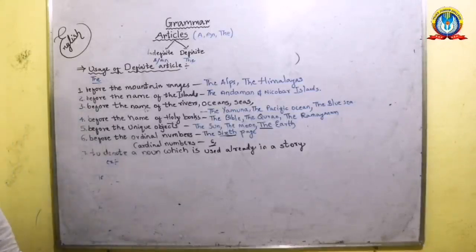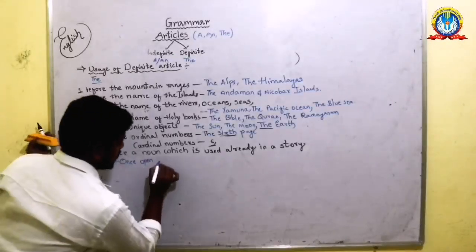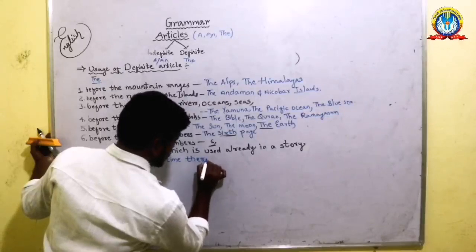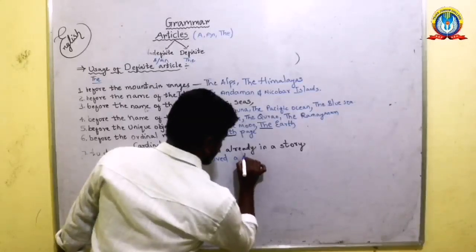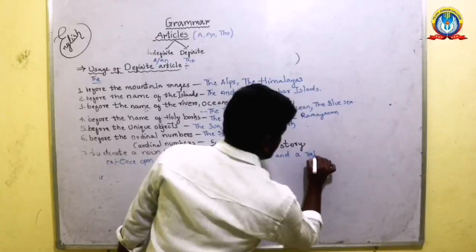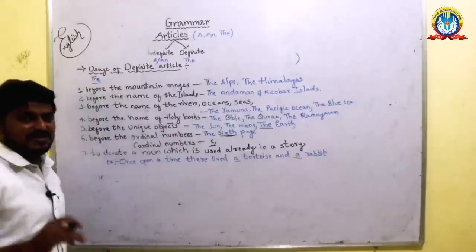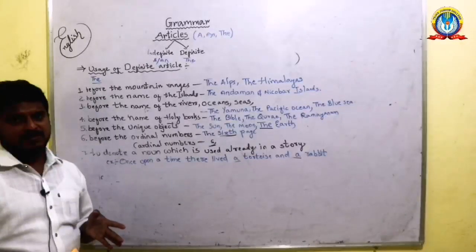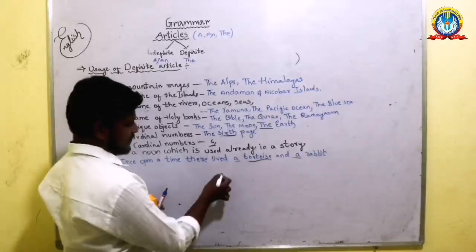Example. Let me give you another example. Once upon a time, they used a tortoise and a rabbit. If you see, this is a simple story and it's so obvious, very familiar to you. Once upon a time, there was a tortoise and a rabbit. Here the noun is singular, so we use article "a".